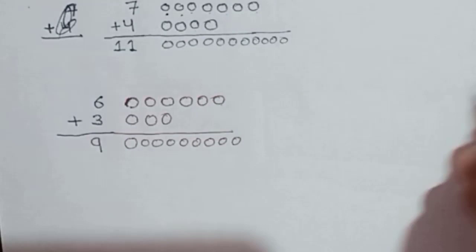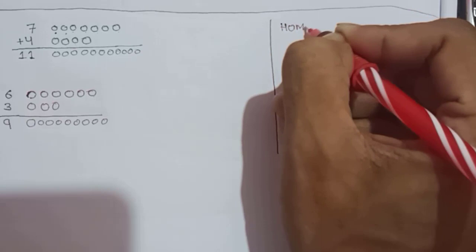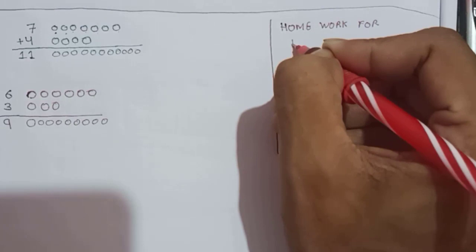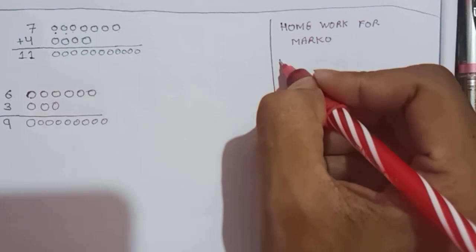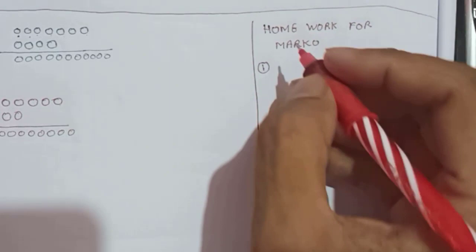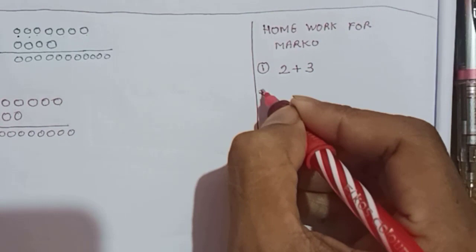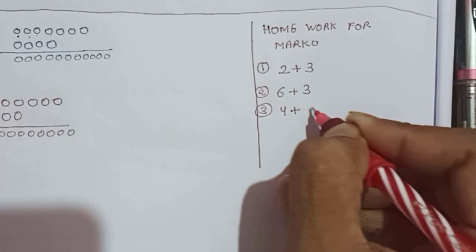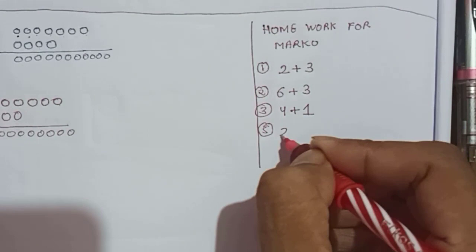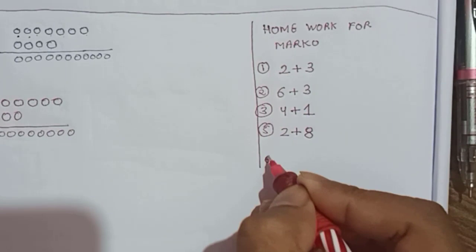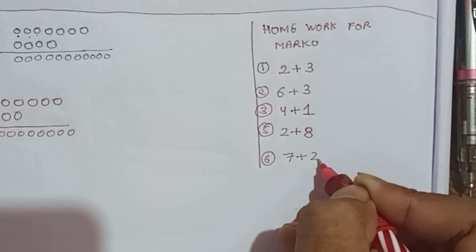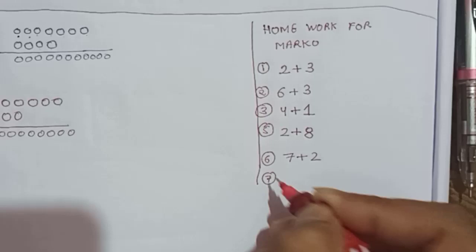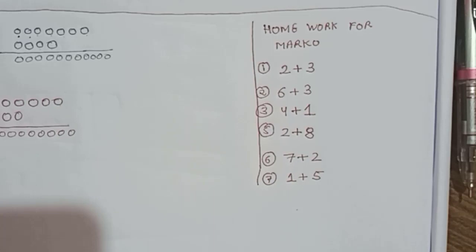I'll give you homework then. Okay, here is the homework for Marko. And don't use a calculator. All right, I'm saying this again and again. Do not use a calculator, Marko. Your first question is 2 plus 3. Second question is 6 plus 3. Third question is 4 plus 1. Fifth question is 2 plus 8. Sixth question is 7 plus 2. And last question, 1 plus 5. This is your homework, Marko.